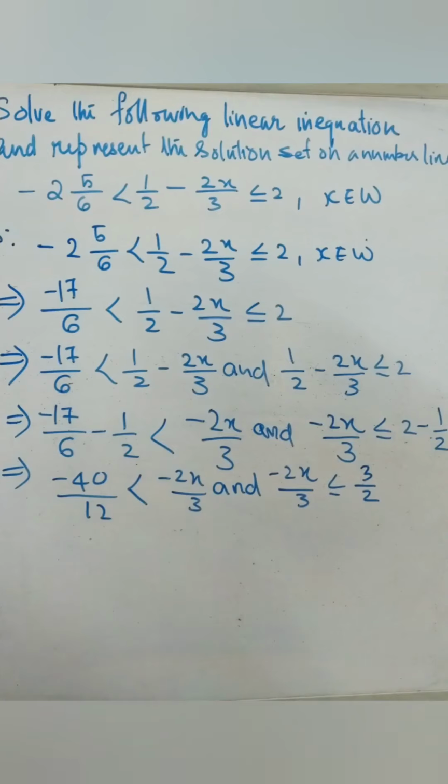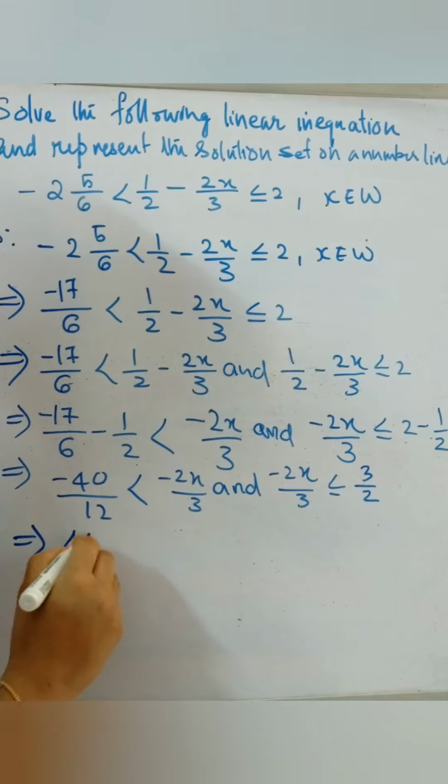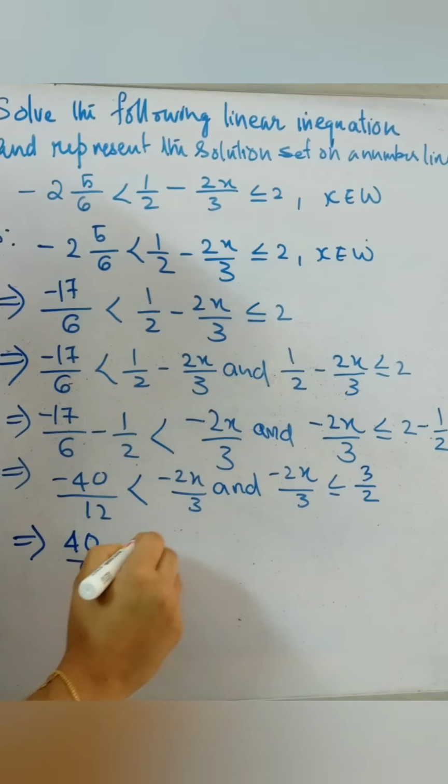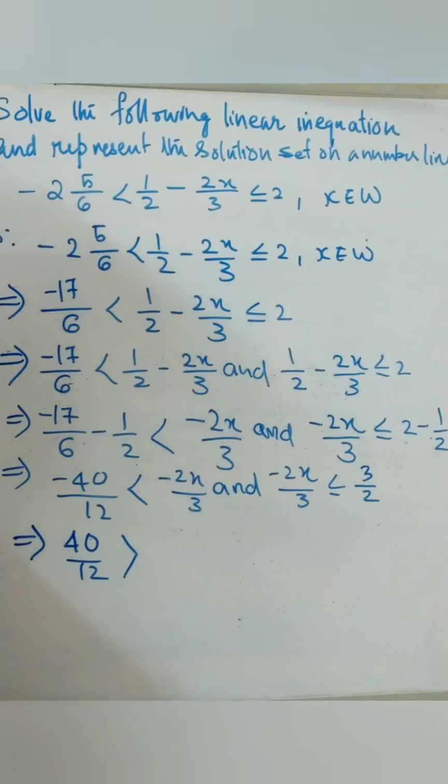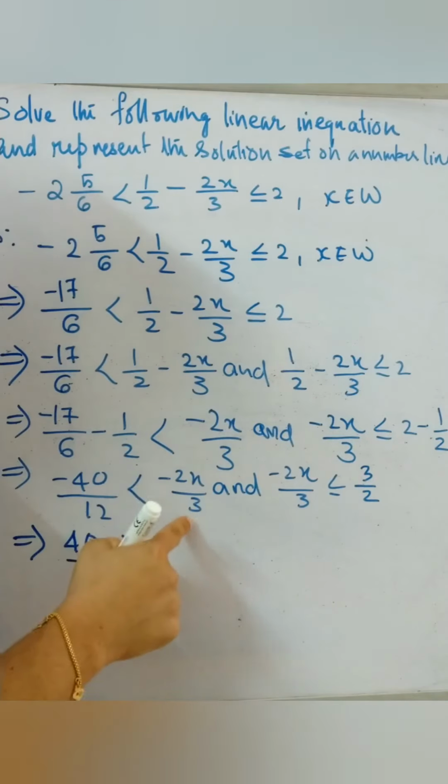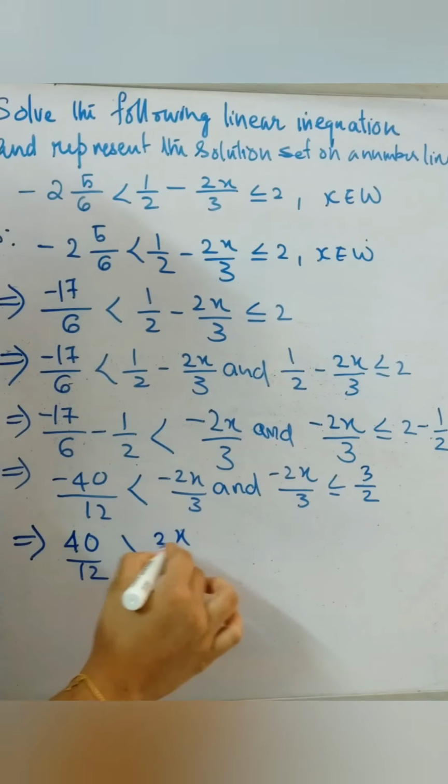But we have to remember the property of inequation. That is, when we multiply both the sides of an inequation by a negative number, the inequality becomes reversed. So here I am going to multiply both the sides of this inequation by negative 1. So negative 1 into negative 40 by 12 is 40 by 12, which is greater than negative 2x by 3 becomes 2x by 3.